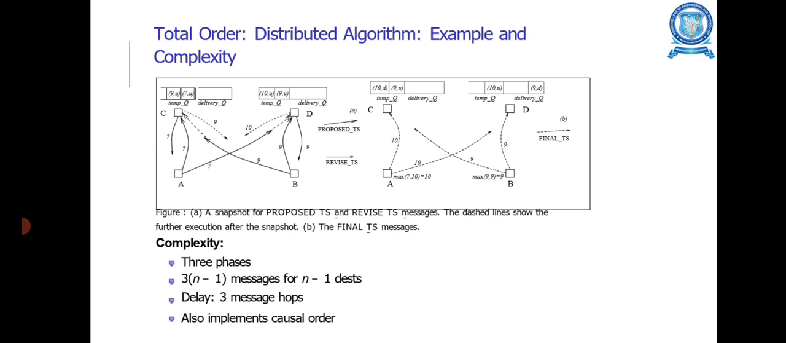Then next one is the total order distributed algorithm. That means the distributed algorithm example with complexity. This is the example for the particular algorithm. The complexity of the 3 phases is 3(n-1) messages for n-1 processes. So the delay of 3 messages also implements causal order.